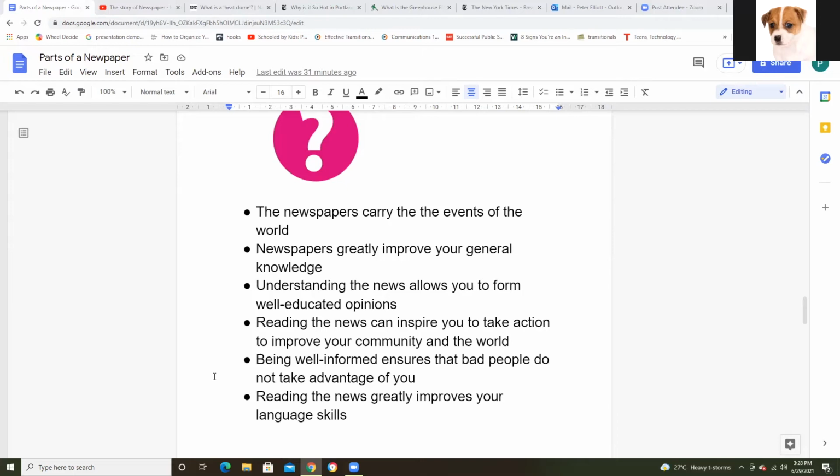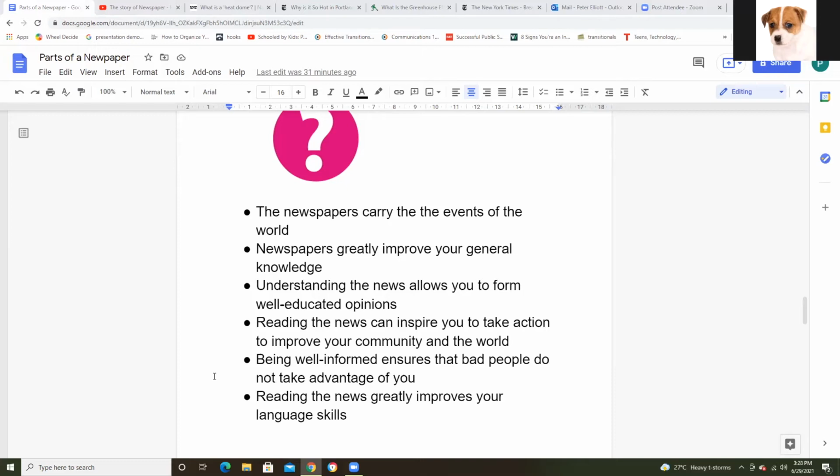Reading the news can inspire you to take action, to improve your community and improve your world. When you study the newspaper, you study the world, and you realize that on the other side of the world, many things are happening that are tragic and sad. And you realize that those people or those situations need help. And you become a person who is motivated to make change in the world. You would never know about that if you didn't read the newspaper.